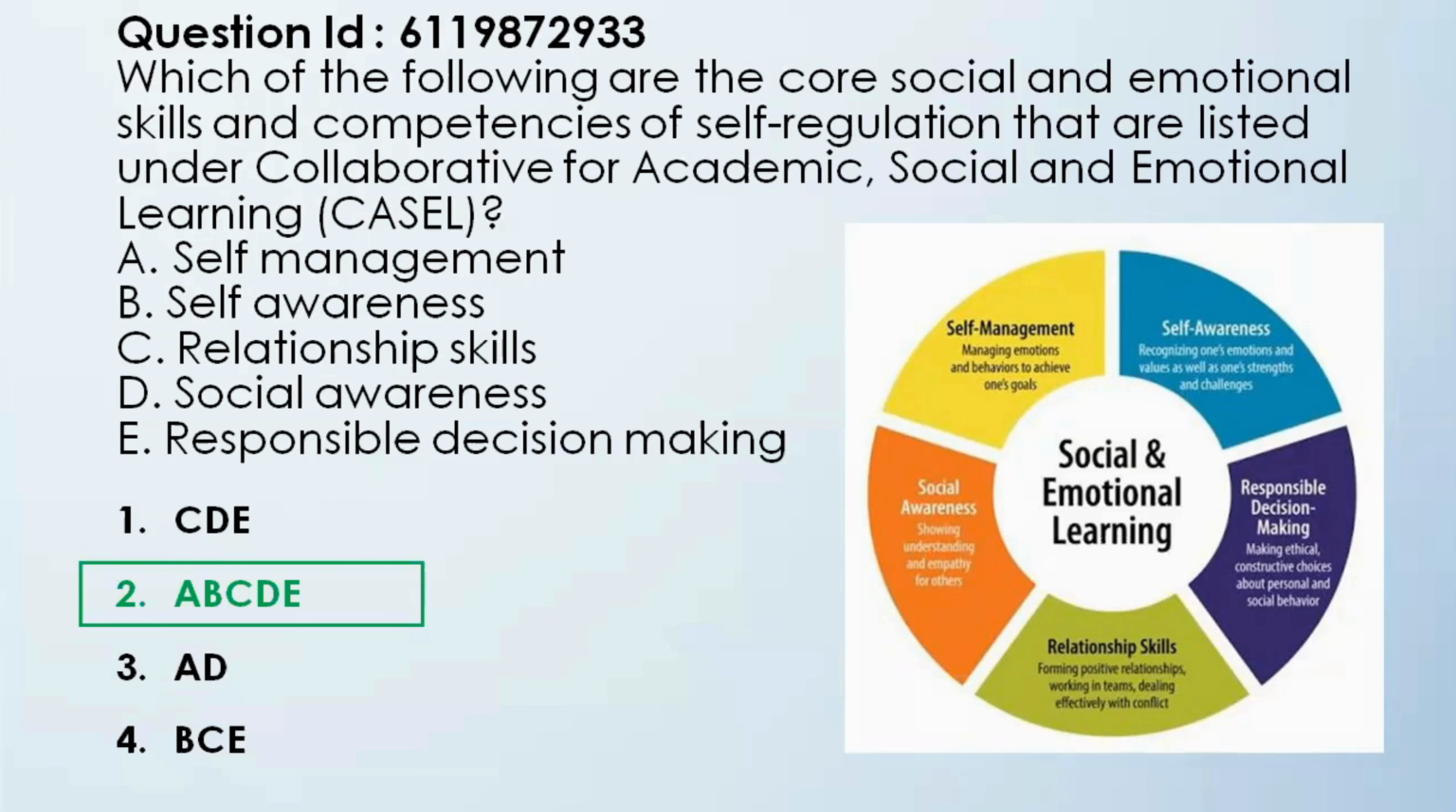So the correct answer is option 2, that is A, B, C, D, and E, all the 5. So if you were not able to figure out the correct answer, I want you to go back and learn more about social and emotional learning, or even the concept of CASEL. I have also provided a short snippet on the screen for better understanding.